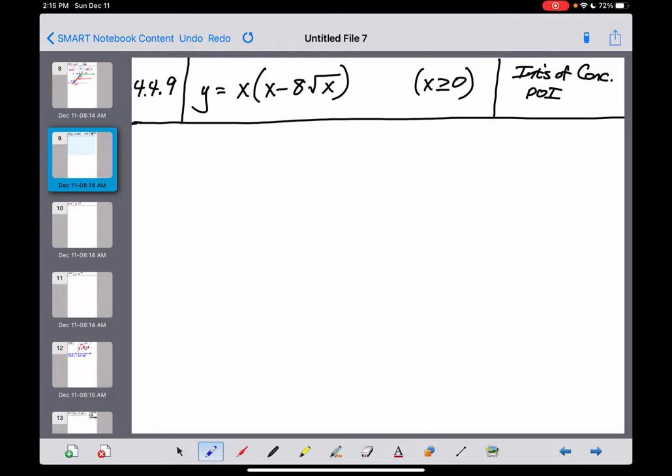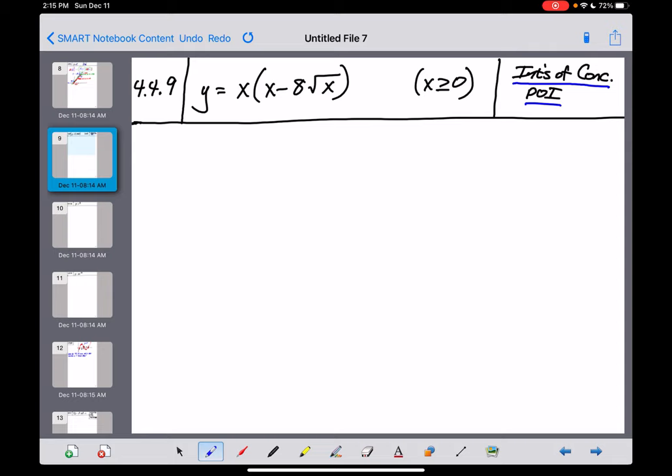Okay, number 9 here in 4.4 is asking you to determine the intervals on which this function is concave up or down. So that's what I'm calling the intervals of concavity here, and also to find the points of inflection. That's not really two different things, guys. It's really one and the same. All right, so what are we going to do?